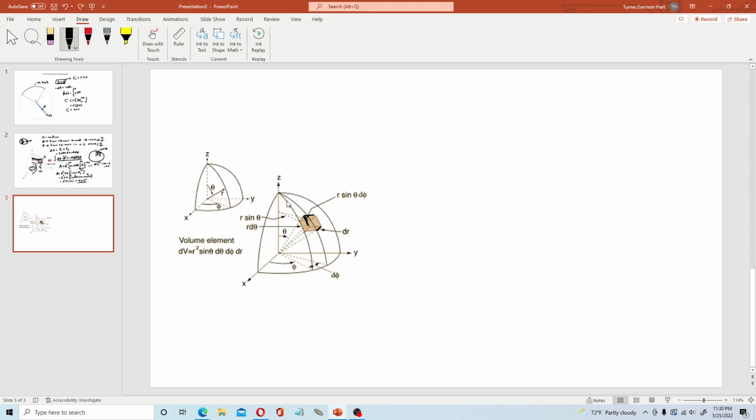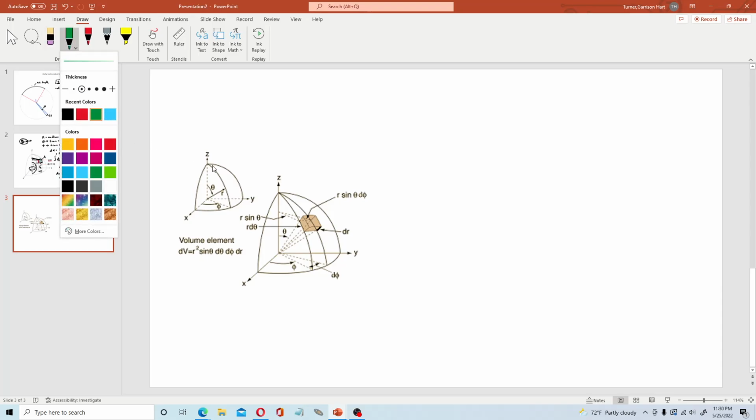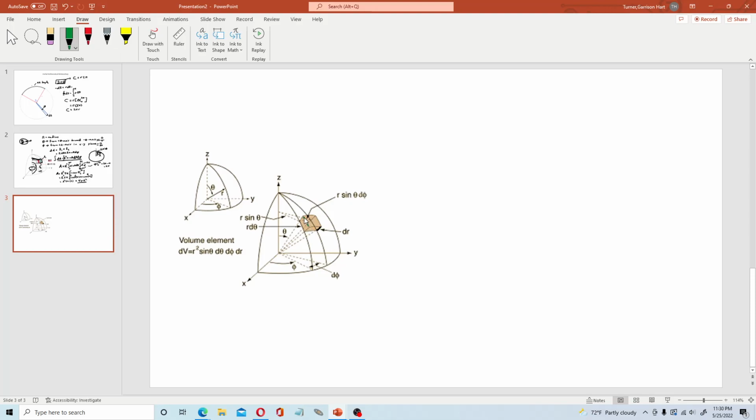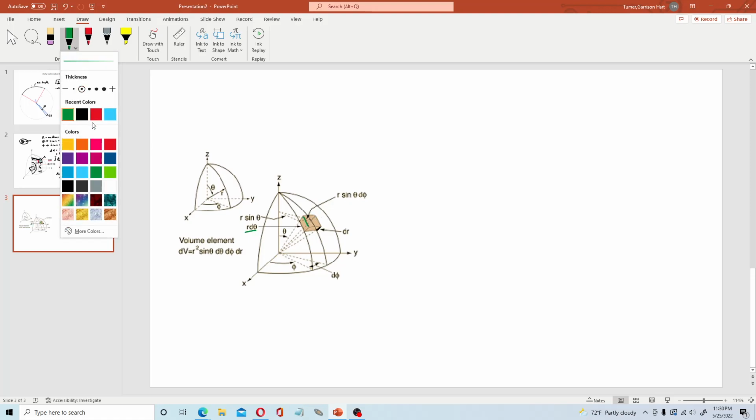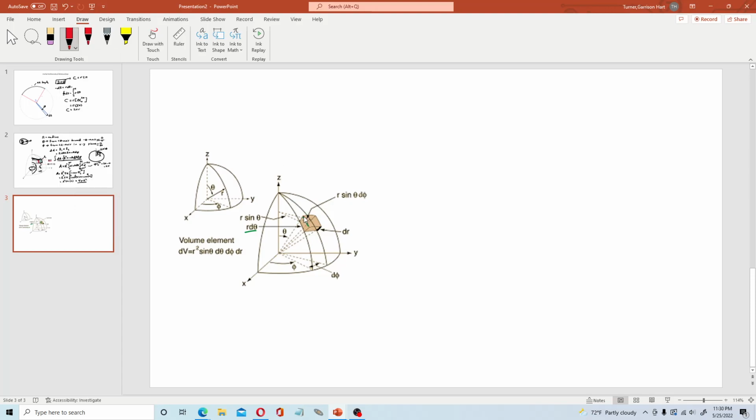I apologize. Let me use different colors here. So this side of the box is going to be r d theta, and this side of the box is r sine theta d phi, just as before, but now the box has thickness dr.